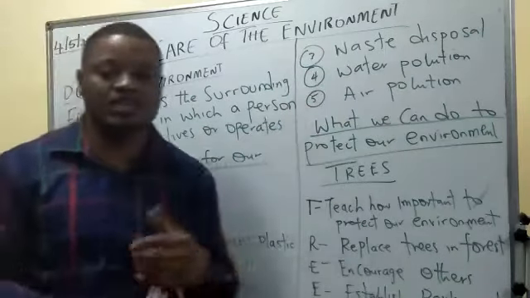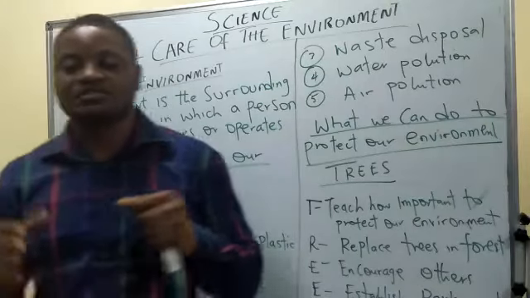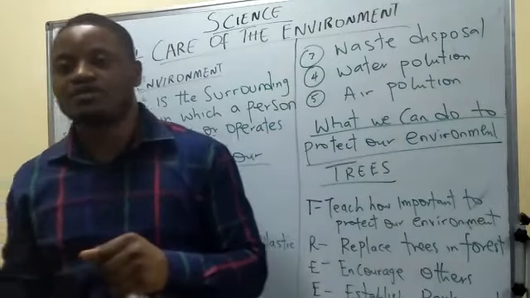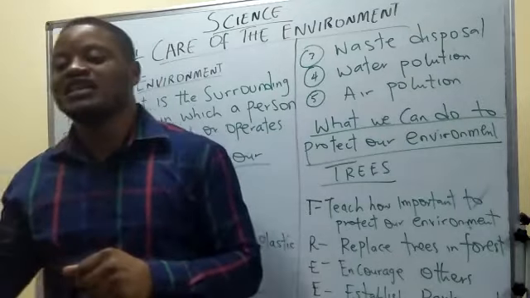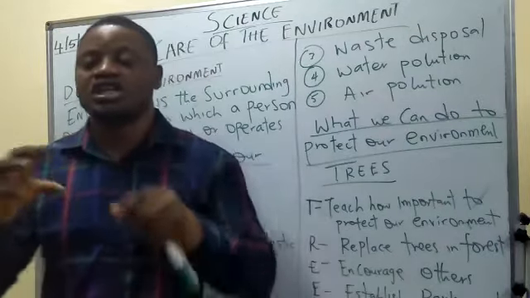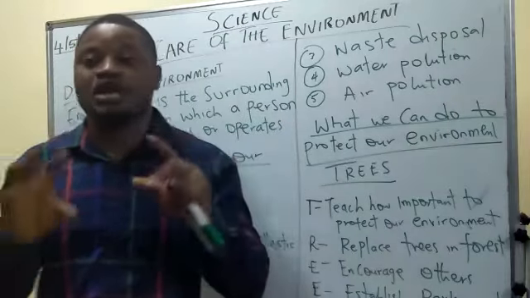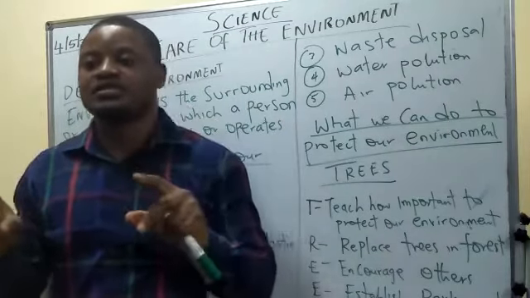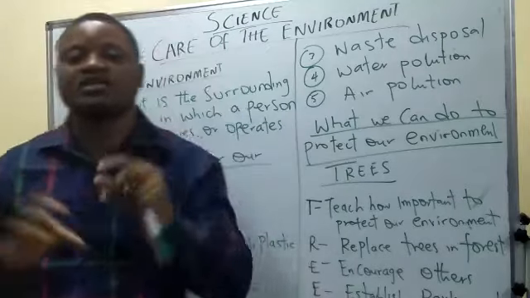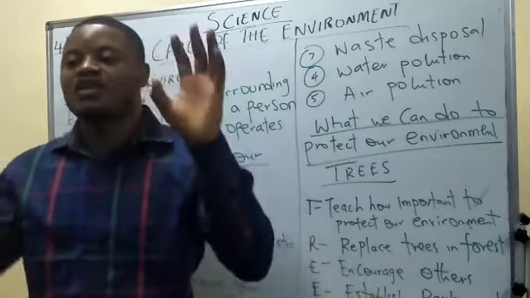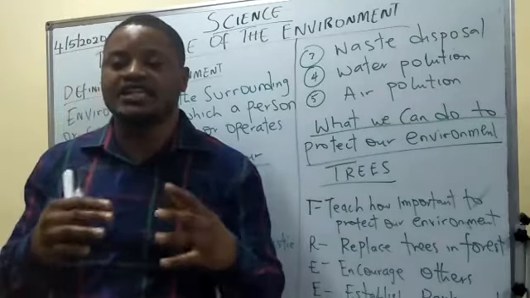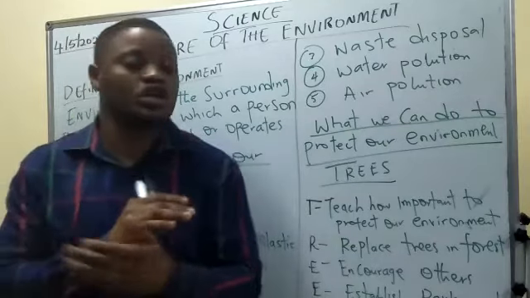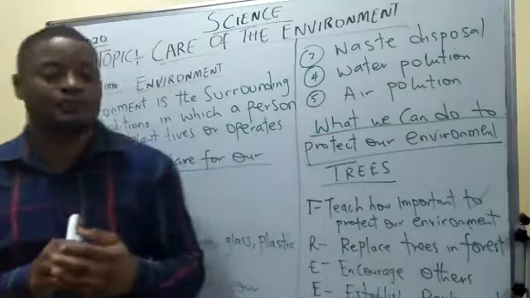The fifth one is air pollution. Maybe you are driving, and the carbon dioxide comes from your car, or the carbon dioxide comes from factory machines. These are the ways in which you can pollute the air. There is too much carbon dioxide in the air. We can pollute our environment by releasing too much carbon dioxide in the air. In this process, we can pollute our air.